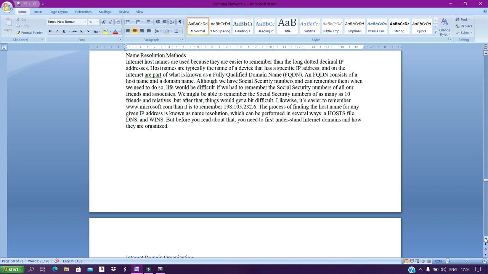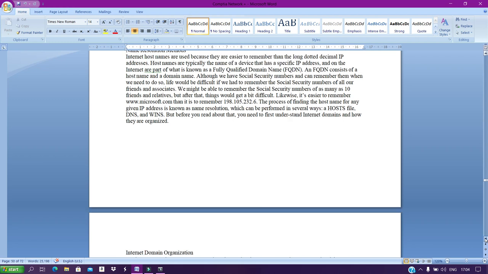The process of finding the host name of any given IP address is known as name resolution, which can be performed in several ways: the host file, DNS and WINS. But before you read about these, you need to first understand internet domains and how they are organized.